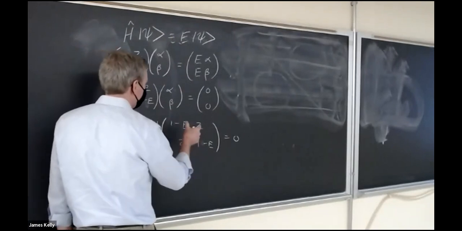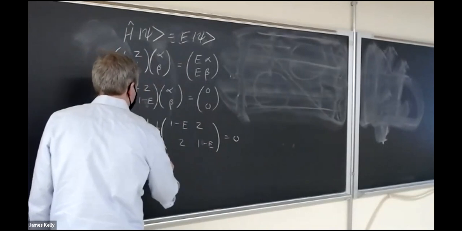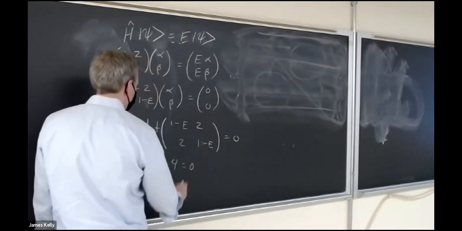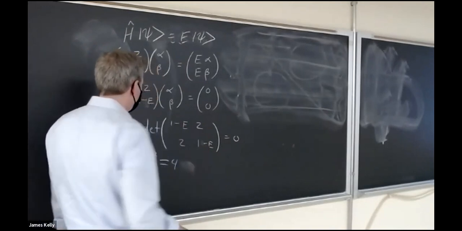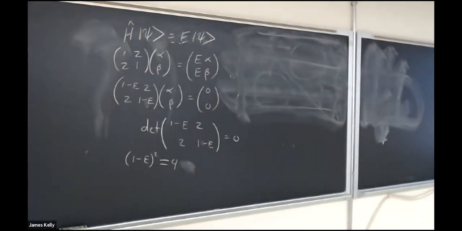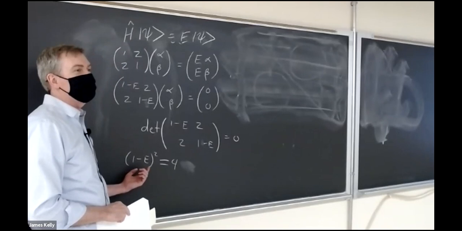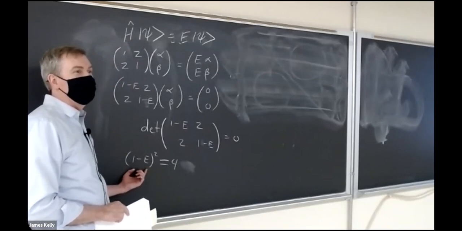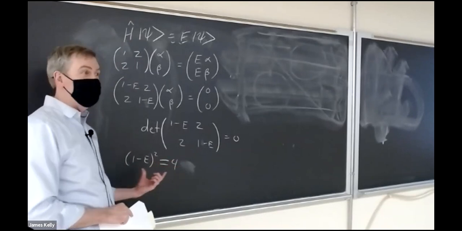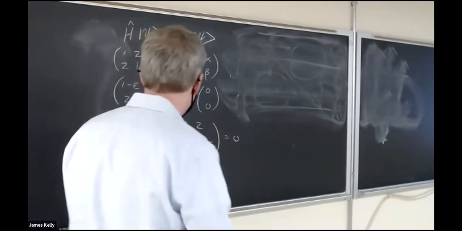2 by 2 is pretty easy, right? I do 1 minus E times 1 minus E. So I get (1 minus E) squared minus 2 times 2, which is 4, and that equals 0. So that means (1 minus E) squared is equal to 4. How would I solve this equation? This is the kind of thing I asked in Physics 110. Should I square it out and then use the quadratic formula? No, right? This is what's called completing the square. So we just want to take plus or minus the square root of both sides.